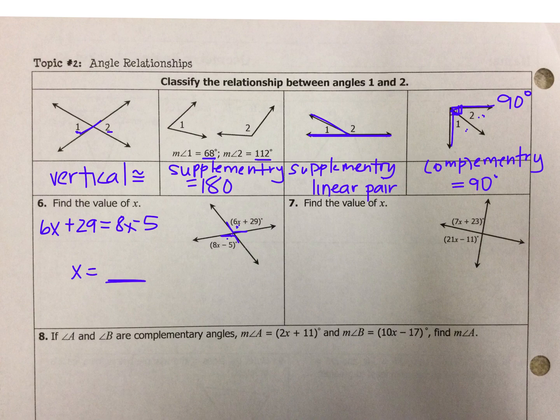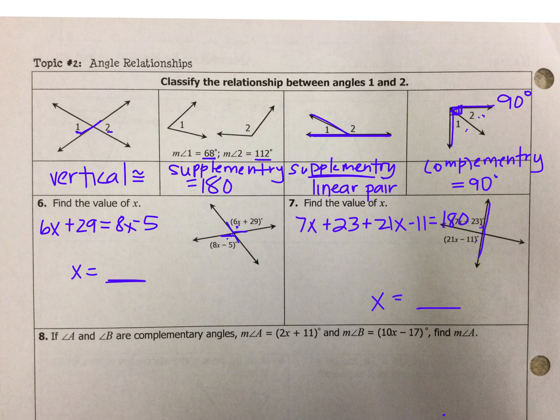On number 7, I have a straight line, and these guys are linear pairs. So linear pairs are actually supplementary, which means they add up to 180. So 7x plus 23 plus 21x minus 11 equals 180. Part plus a part equals a whole. So I need you to solve and tell me what x equals on that one.